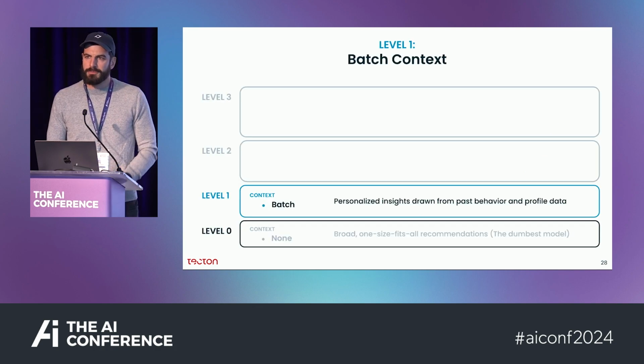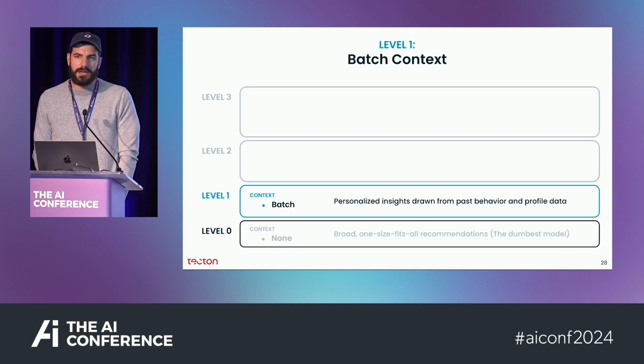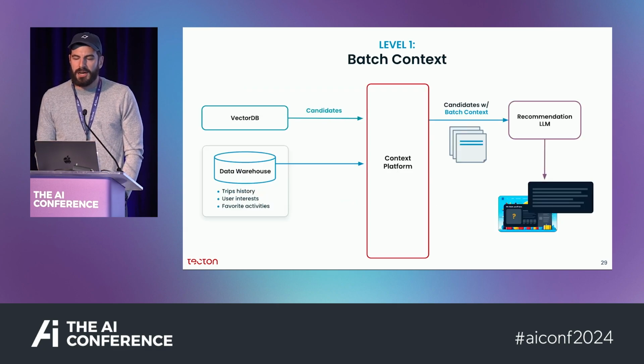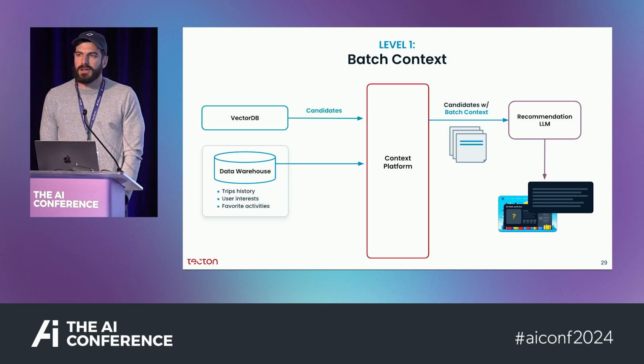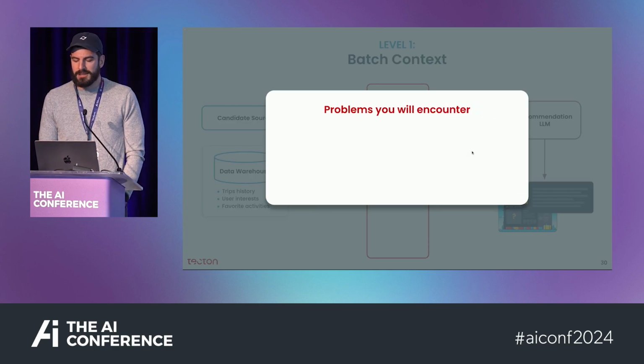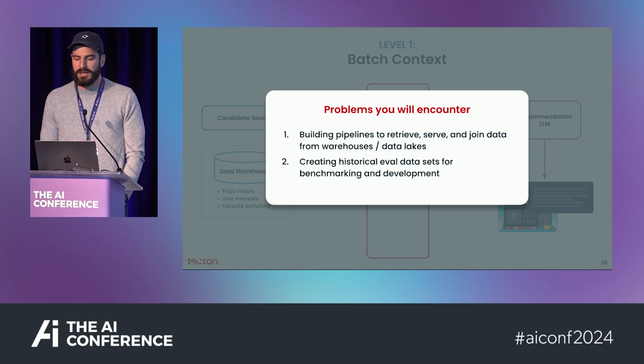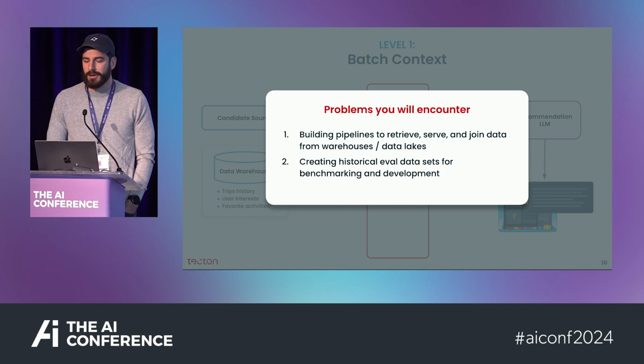So let's just jump to level 1. Level 1 is where I use batch data. Think of it as connecting to my data warehouse or my data lake. This is where I can bring in user preferences, user history, stuff like that. What's the user's favorite activities? And then I can get candidates that are enriched with batch context and get slightly better responses. You've got to do batch ETL. You've got to figure out how to do historical data evaluations. There's complexity here, but it can be figured out.